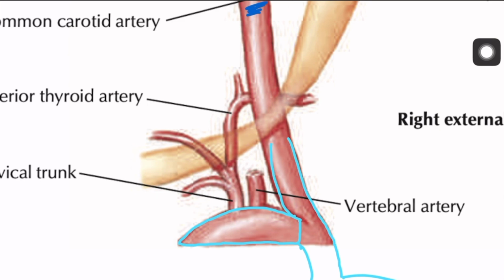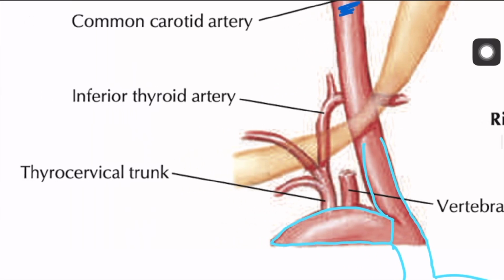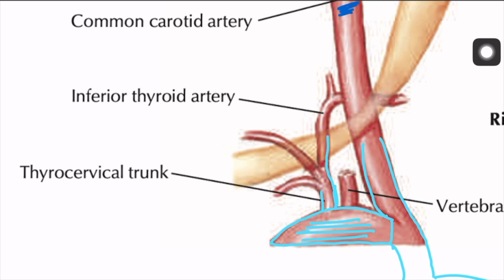Remember we mentioned the thyroid gland blood supply. We mentioned superior thyroid and inferior thyroid. So this is the inferior thyroid coming from the first part of the subclavian artery. So this is the subclavian artery, first part of subclavian artery there, and moving all the way up through the inferior thyroid artery like that. So this is the thyrocervical trunk.